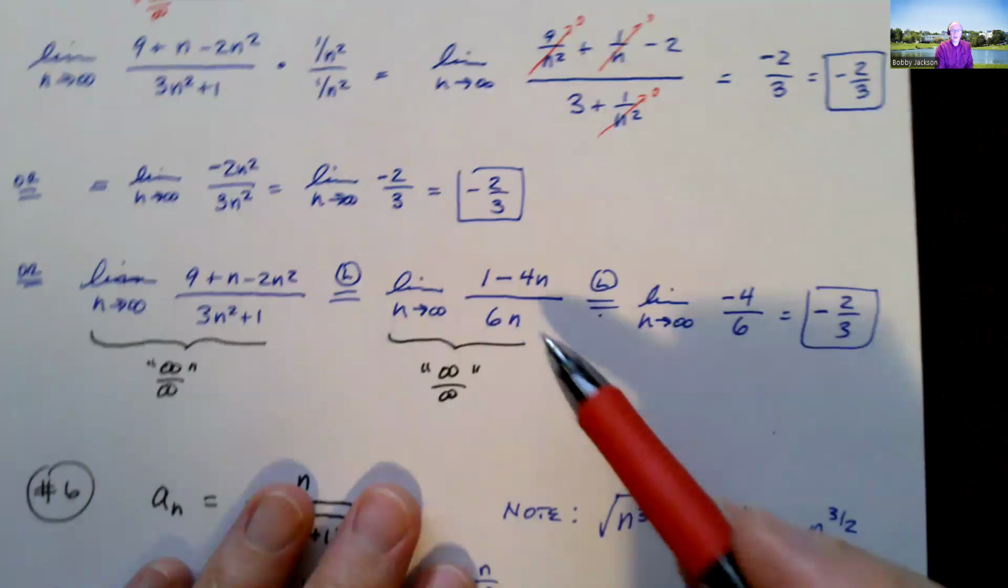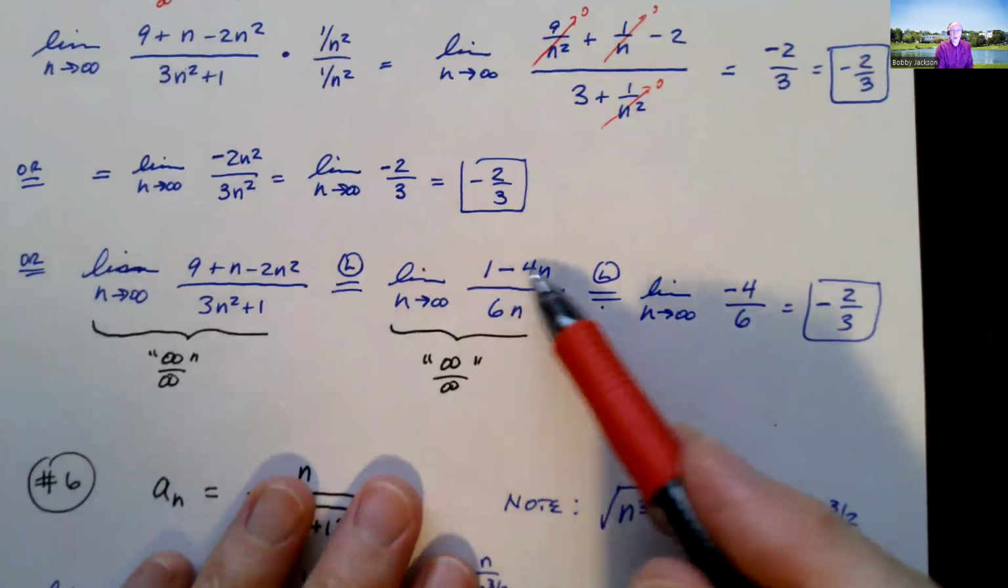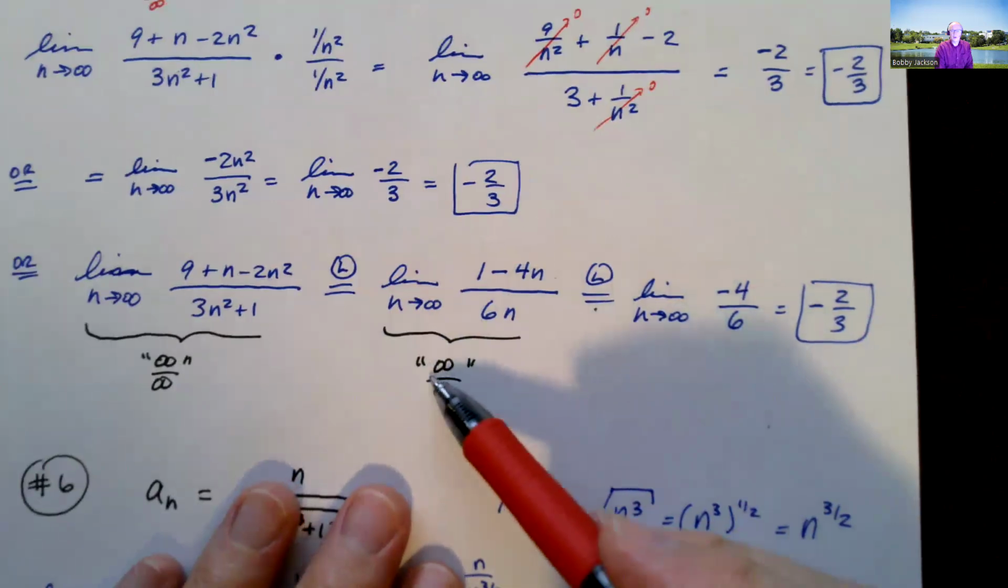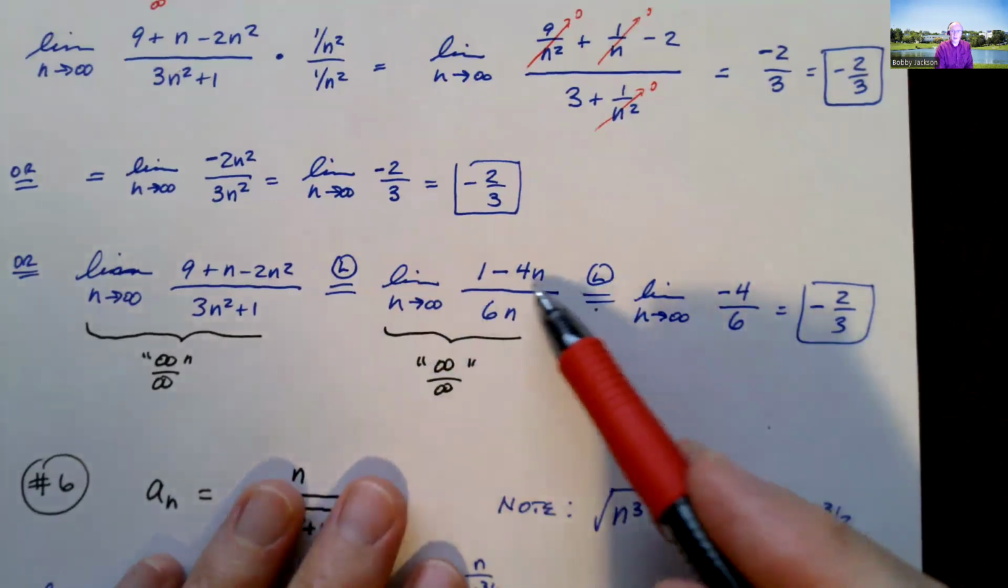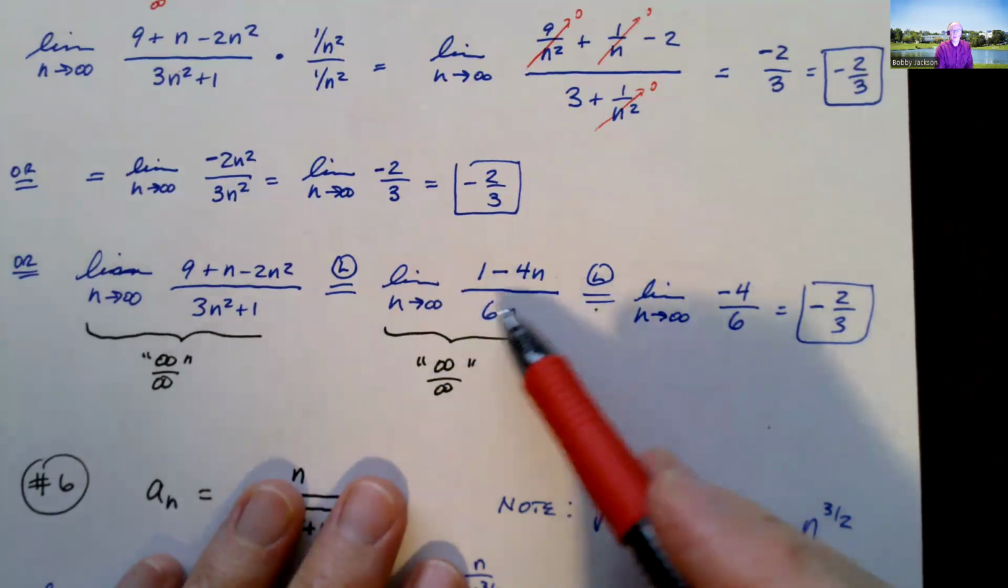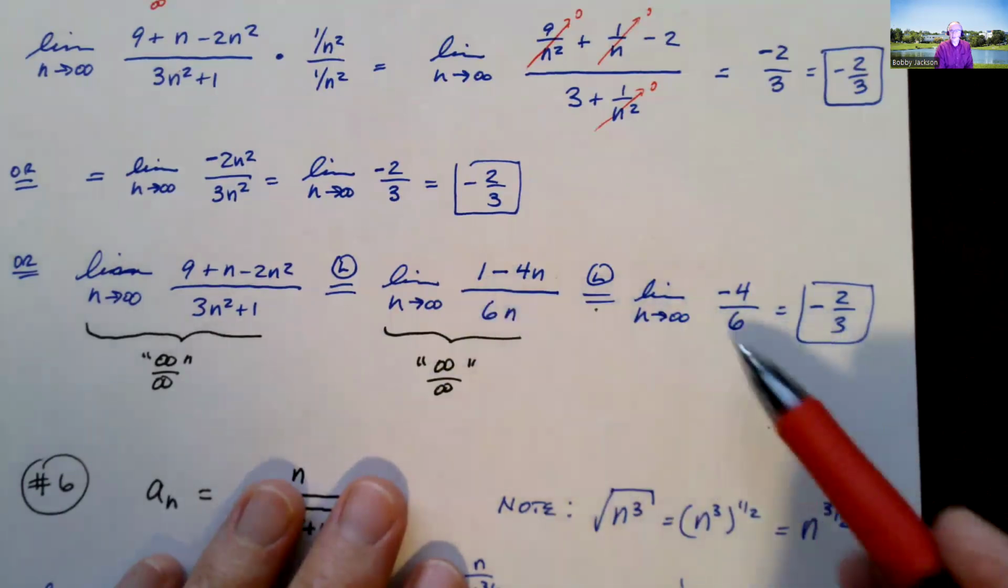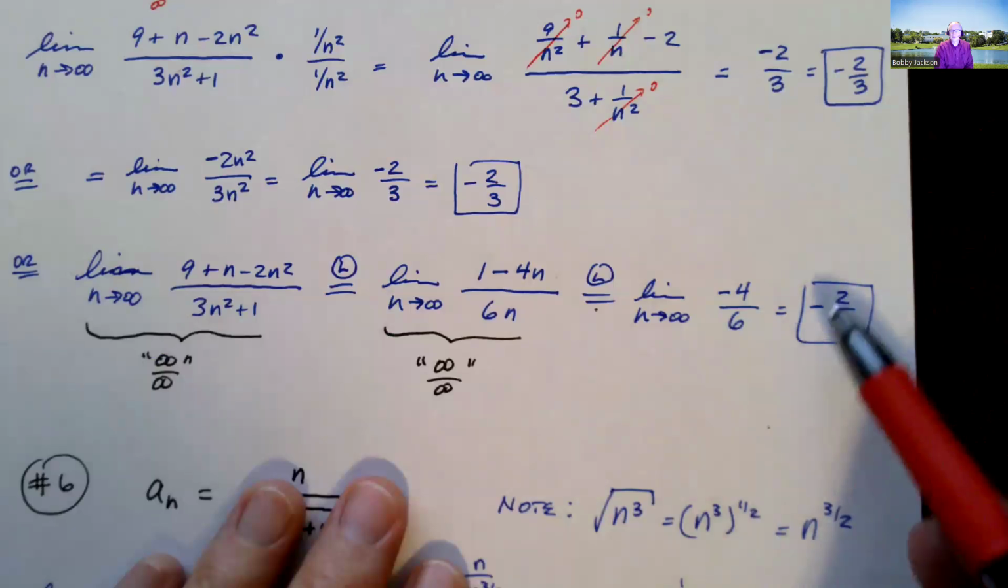So I look at this, and again, it's still, I guess, minus infinity over infinity as n goes to infinity. It's still indeterminate form. Well, no problem. We could use L'Hopital's rule again. Derivative of the top is negative 4. Derivative of the bottom is 6. Limit of a constant is just the constant, negative 4/6, which simplifies down, of course, to negative 2/3.